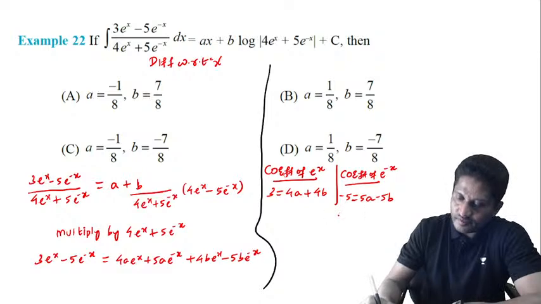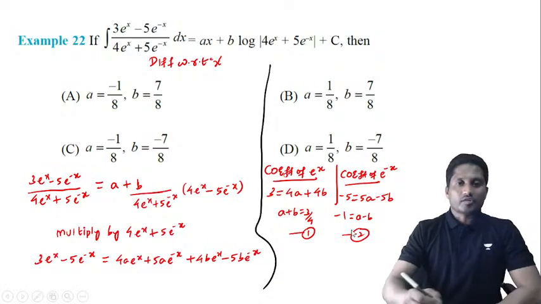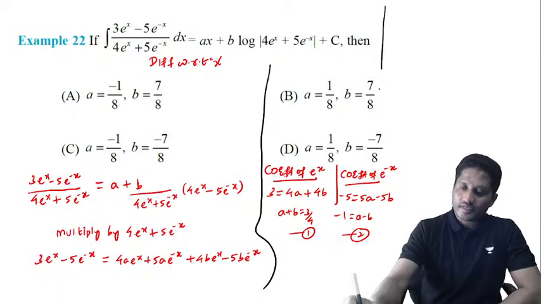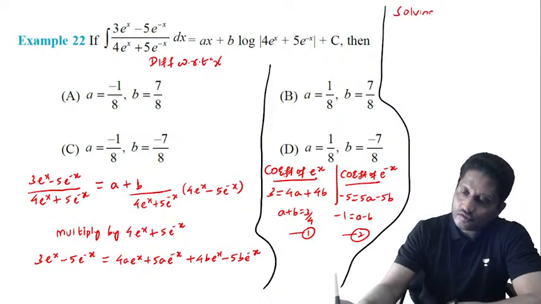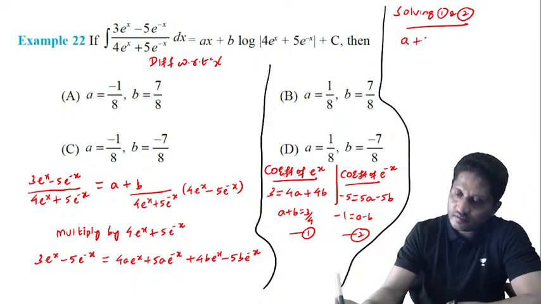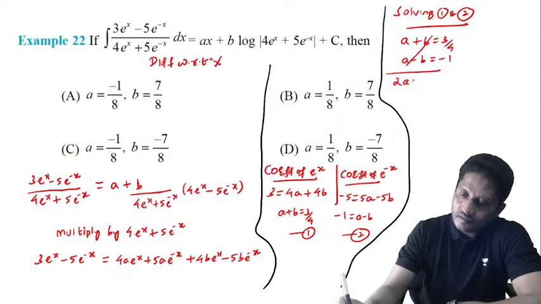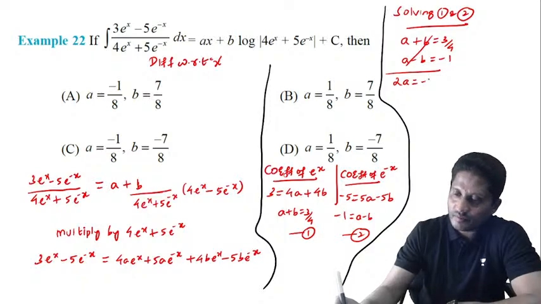If you divide by 5, you get minus 1 is equal to a minus b. If I divide by 4, you get a plus b is equal to 3 by 4. You call this as equation 1, you call this as equation 2. If I solve equations 1 and 2, I get the values of a and b. Okay, solving equations 1 and 2, you will get a plus b is equal to 3 by 4, and a minus b is equal to minus 1. It will cancel. 2a is equal to 3 by 4 minus 1 is minus 1 by 4. A is equal to minus 1 by 8.